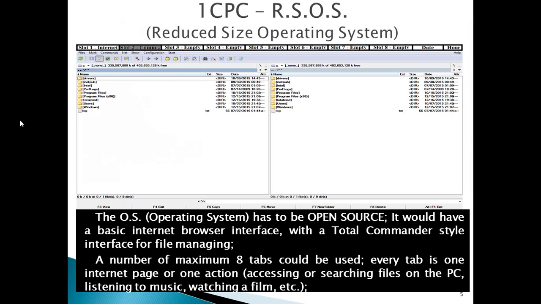One CPC RSOS, Reduced Size Operating System. The operating system has to be open source. It would have a basic internet browser interface with a total commander style interface for file managing. A number of 8 tabs could be used. Every tab is one internet page or one action, accessing or searching files on the PC, listening to music, watching a film, etc.